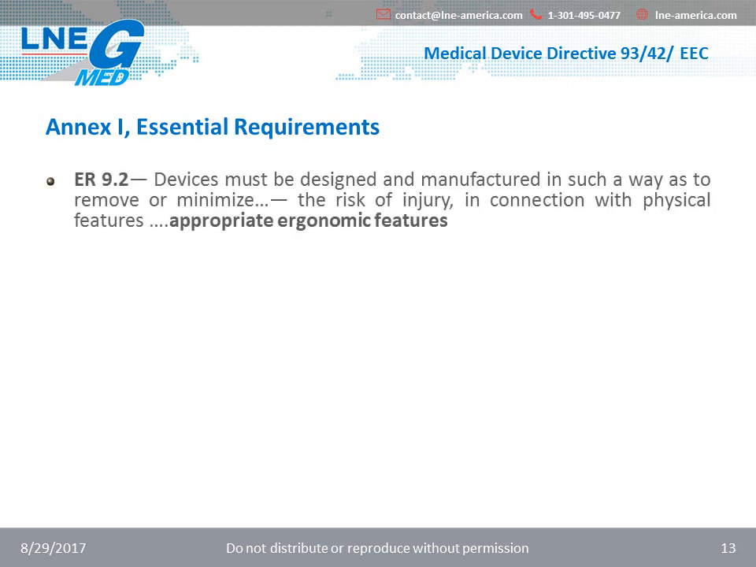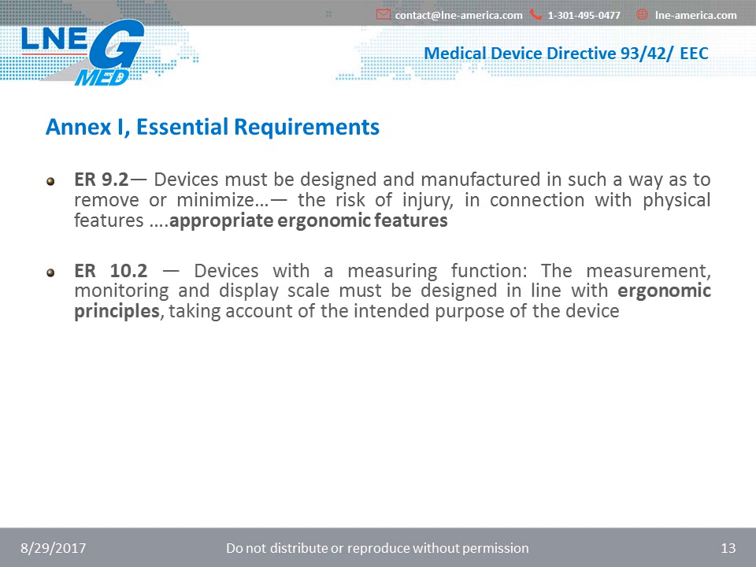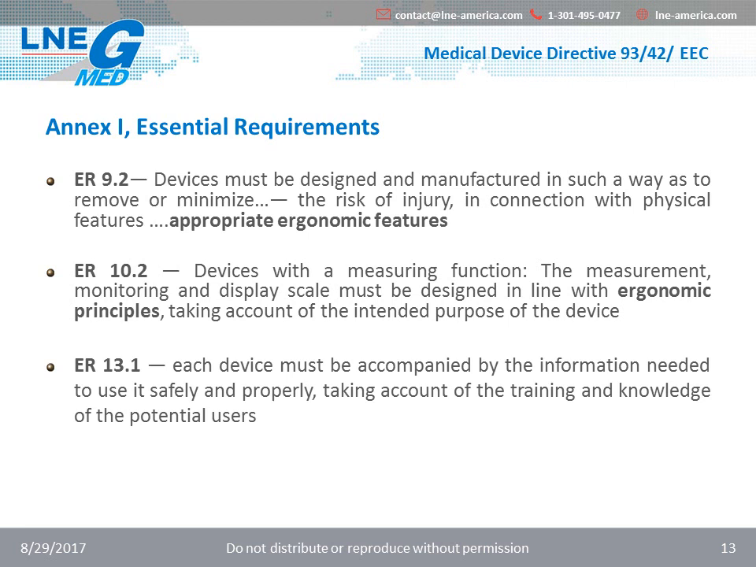Essential Requirement 9.2 regarding the construction and environmental properties mentions devices must be designed and manufactured in such a way as to remove or minimize, as far as possible, the risk of injury in connection with their physical features and, where appropriate, with ergonomic features. Essential Requirement 10.2 about devices with a measuring function mentions the measurement, monitoring, and display scale must be designed in line with ergonomic principles, taking account of the intended purpose of the device.